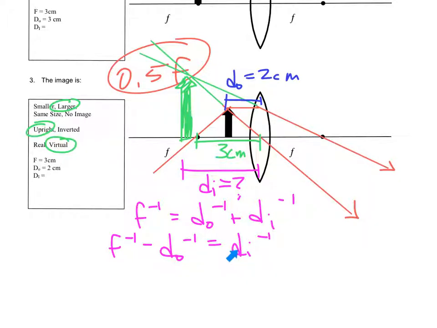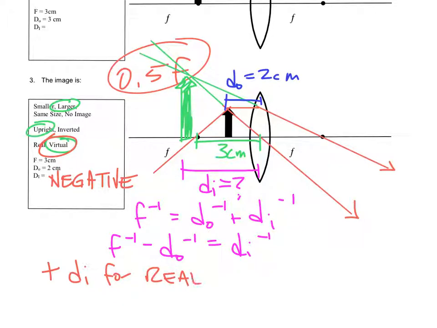Now what you should determine is that the image distance in this equation will give you a negative, and it's always going to be negative for virtual images. So the image distance is always negative for virtual images. For real images, the image distance will always be positive. So it's a positive di for real images, and a negative di for virtual images.